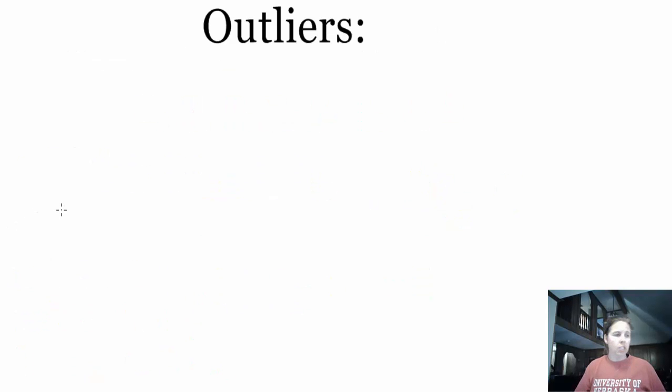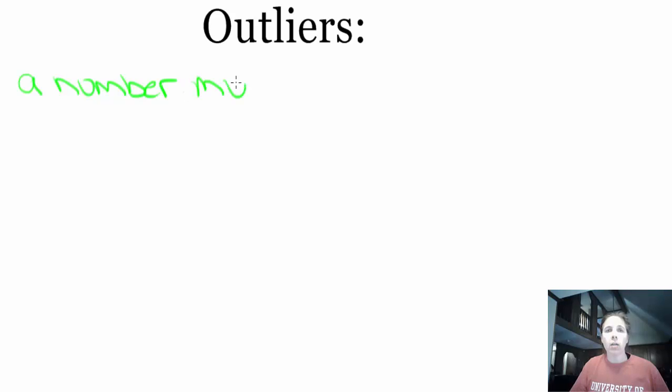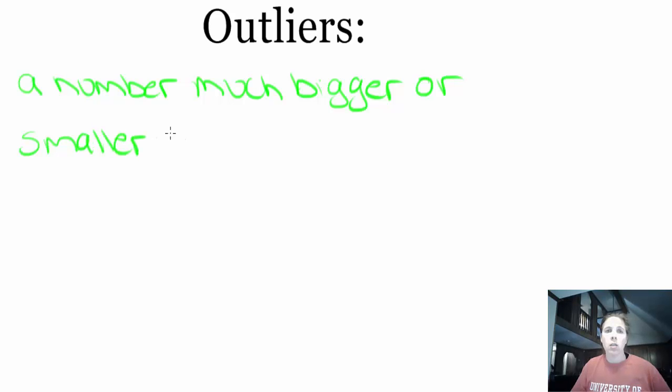Okay, so an outlier. An outlier affects the mean, okay? An outlier is a number much bigger, and yes, you have to write this, or smaller than the rest of the data.